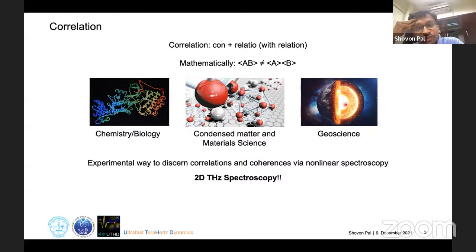Now, when we talk about correlation, and we would like to see correlations or coherences among the different excitations, there are different ways of looking at it, and the typical way that I would be talking about today is something that I call two-dimensional spectroscopy. In particular, these are systems where low energy excitations are more relevant. So we would talk about two-dimensional terahertz spectroscopy.